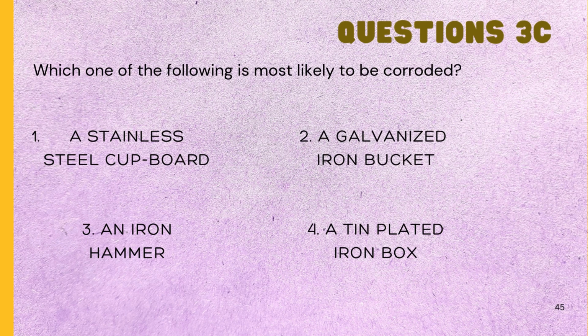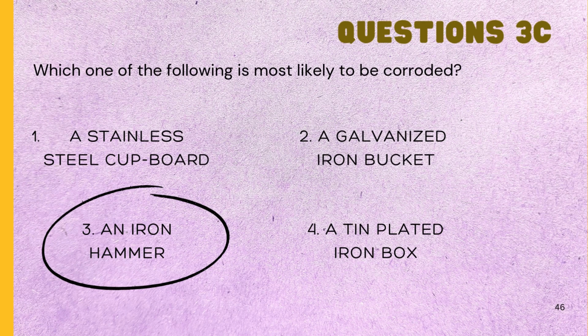Question 3c. Which one of the following is most likely to be corroded? A stainless steel cupboard, a galvanized iron bucket, an iron hammer, a tin-plated iron box. Correct option is 3, an iron hammer.